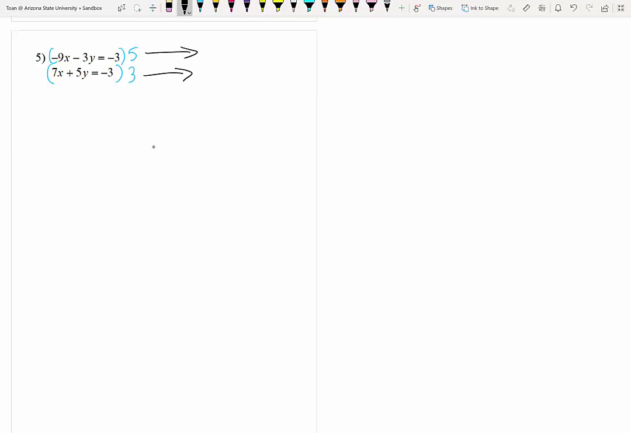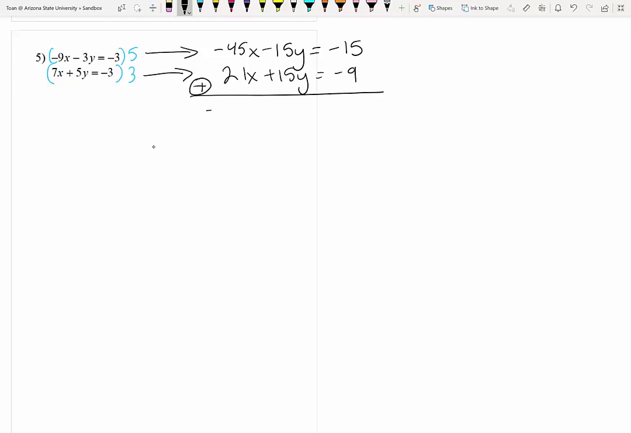So multiplying the top equation by 5 gives us negative 45x minus 15y equals negative 15. And then for the bottom equation, that gives us 21x plus 15y equals negative 9. We can go ahead and add these two equations. So that gives us negative 24x equals negative 24 because the y's cancel. And then divide both sides by negative 24 gives us x equals a positive 1.